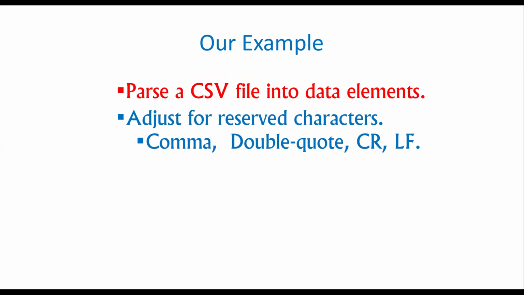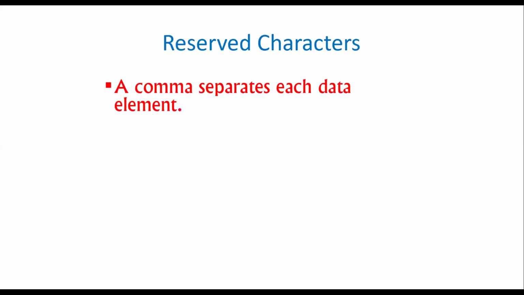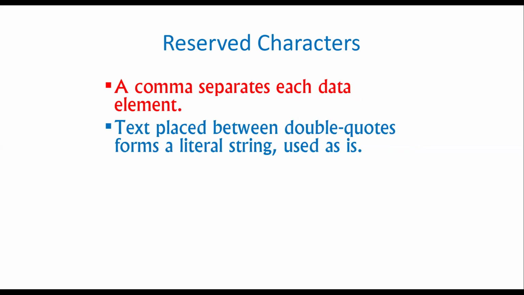So there are some reserved characters that help in that control function: the comma, the double quote, the carriage return and line feed. So in essence, the comma separates each data element. And if you have a reserved character inside the string, then double quotes surround it. So when an item begins, if there's a double quote, it now becomes a literal string. It's used as is until a closing double quote.